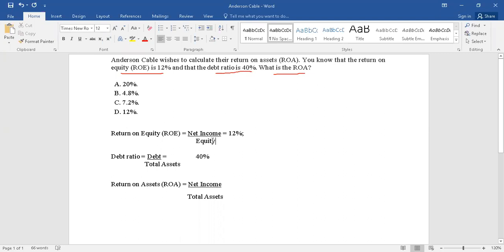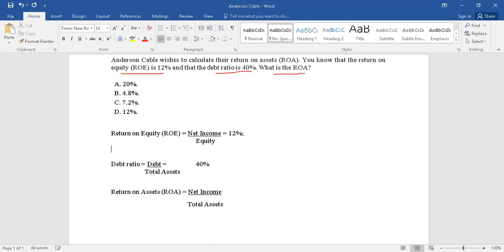ROE is equal to net income by equity. So let's try to figure it out. What is net income? Net income is equal to equity into 12%. Then we have debt ratio as debt by total assets, which is equal to 40%.